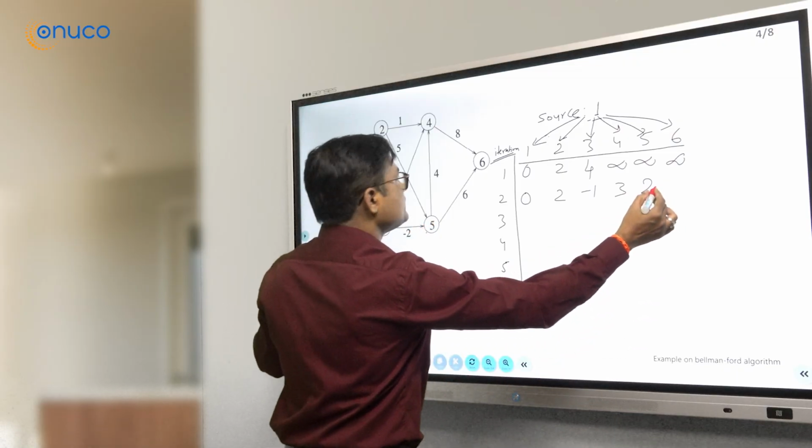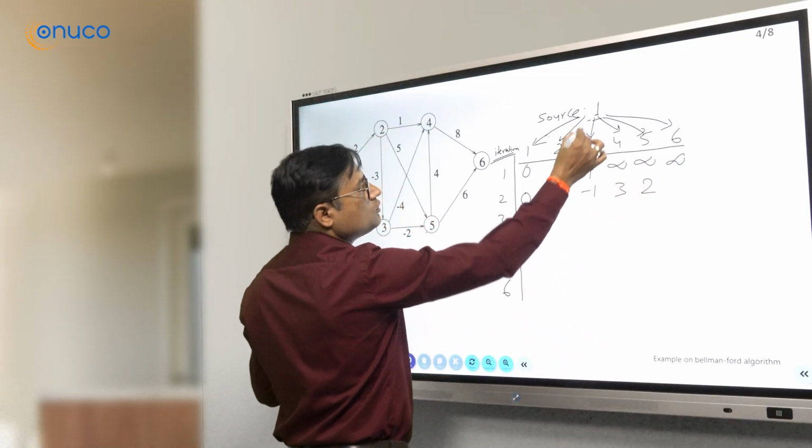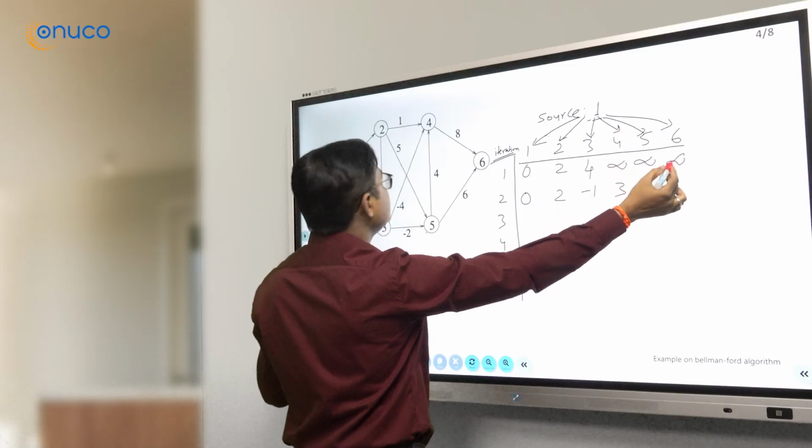Similarly, 1 to 6, by using 1 to 2 and 1 to 3, can you update 1 to 6?